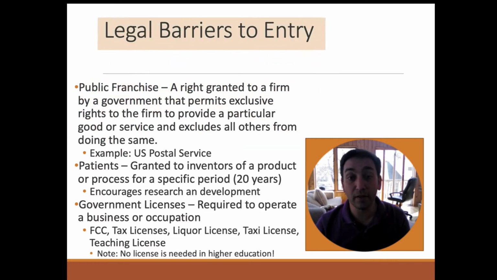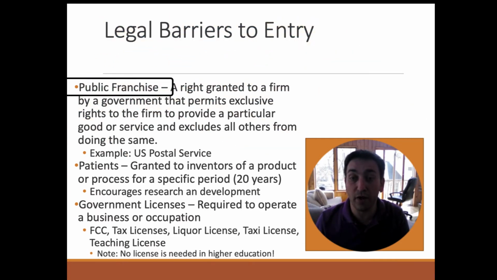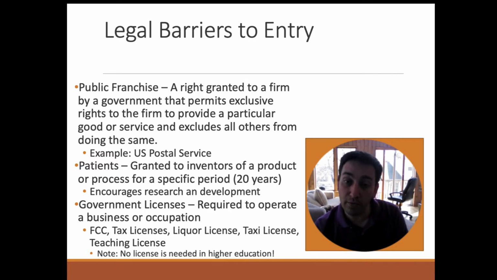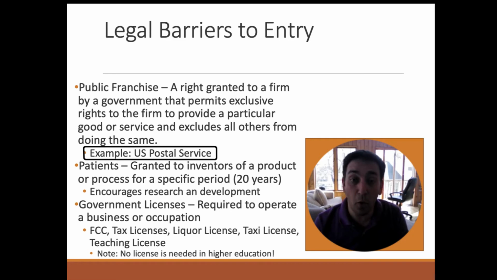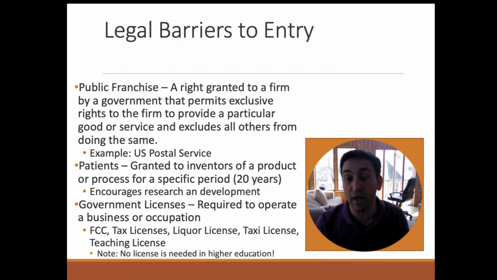There are 3 types of legal barriers. The first is a public franchise. A public franchise is when the government says we're going to allow one firm to dominate this industry and no one else can enter. For example, the US Postal Service has a public franchise on first class mail. UPS or FedEx have that distribution network and would love to get first class mail, but there's a law in place that says, nope, you're not allowed to enter that market. As a result, the US Postal Service has a legal monopoly on first class mail.